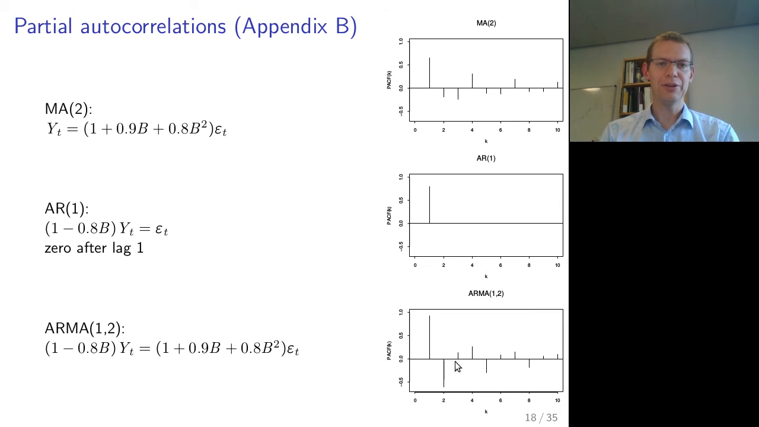We also have the partial autocorrelation function, which is defined as, if you do partial autocovariance first, the covariance between y_t and y_{t-k}, conditioning on all the y's that are in between t and t-k.